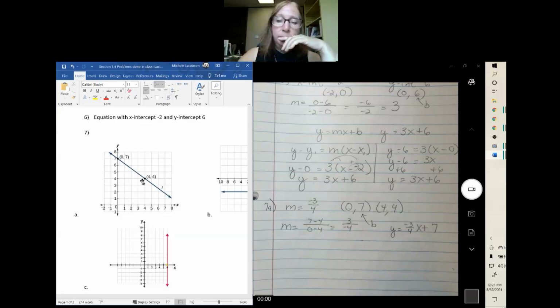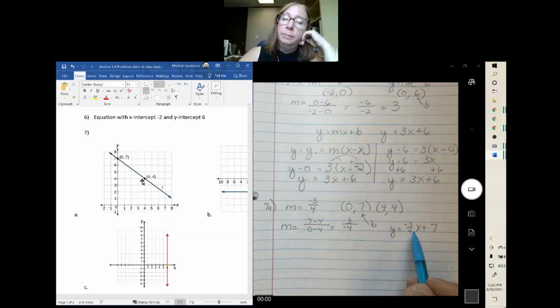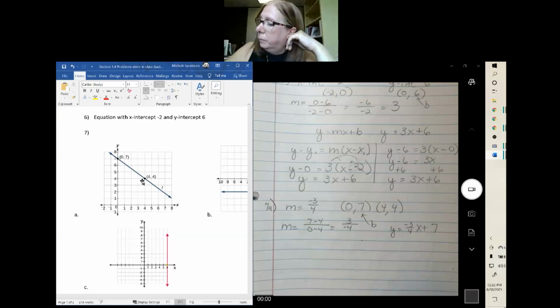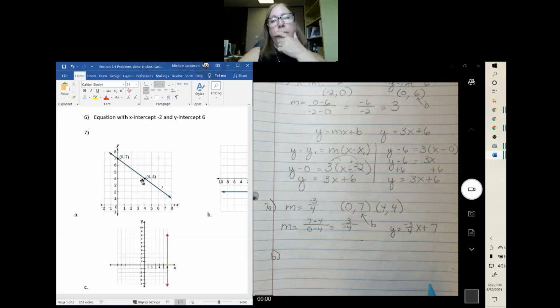Any questions on that one? So if they give you the y-intercept as one of your points, you can use this for your shortcut. Any questions on that one?